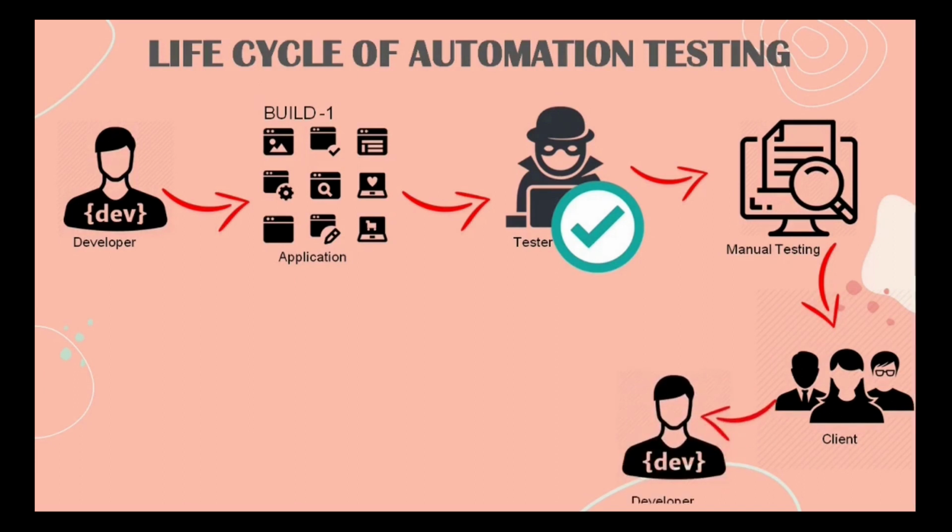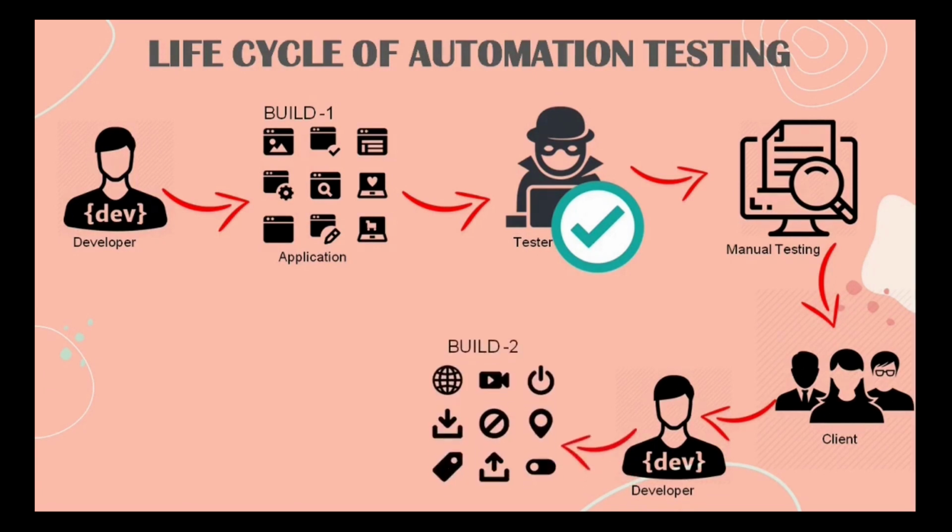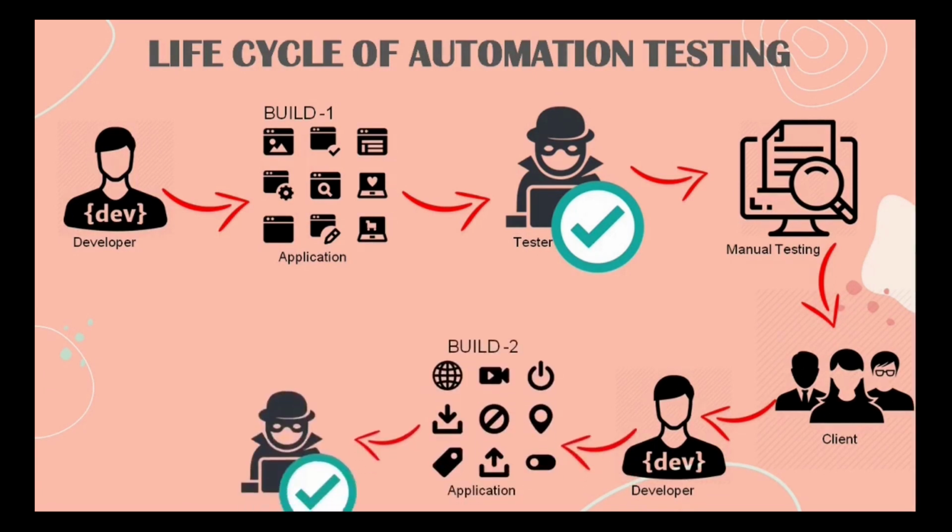So what will the developer do? The developer will change all those functionalities and give the build to the tester to test it. Now this is build 2. Okay, now here the automation testing starts. Here you will get to know what to automate, what not to, and in which we have to do manual testing.